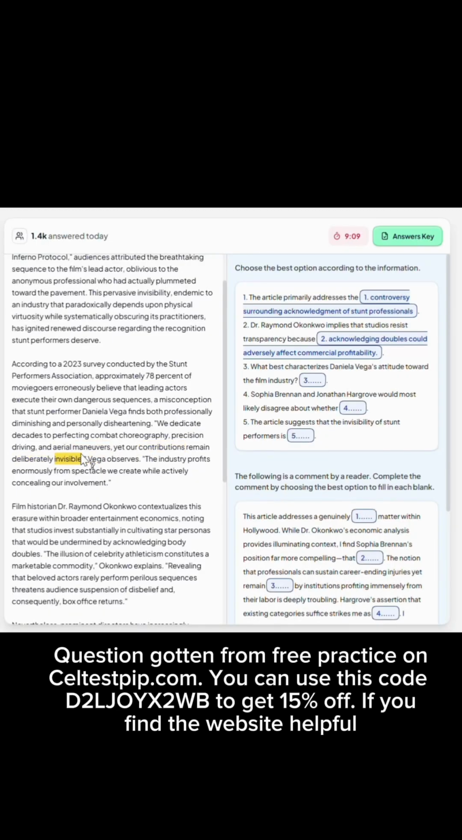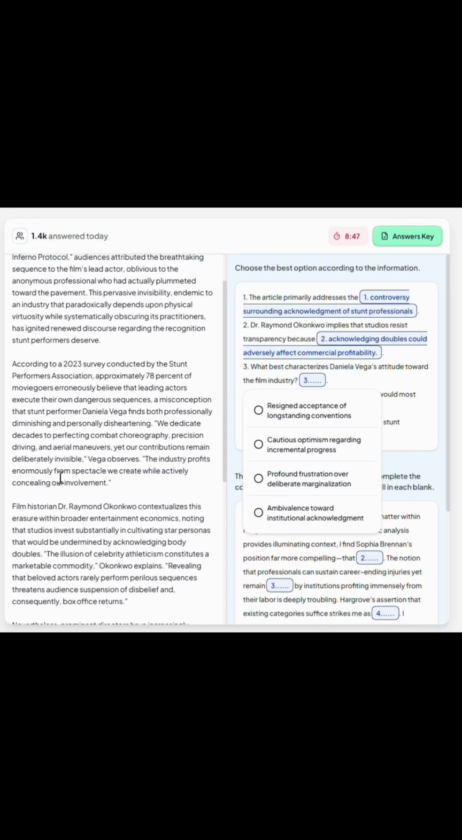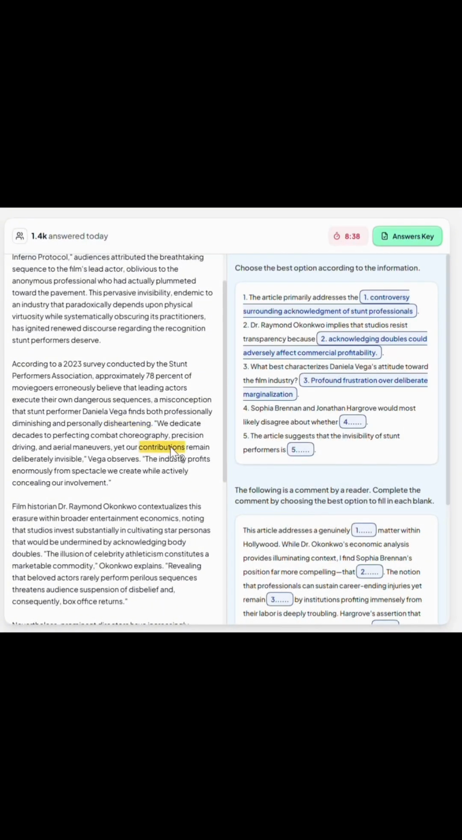So I read the sentence around there, and I see where they talked about how the stunt double remain deliberately invisible, and this informed my response, the profound frustration over deliberate marginalization, because you see, deliberately invisible is the same thing as marginalization.